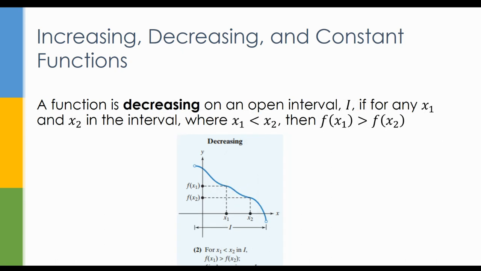A function is decreasing on an open interval I if for any x1 and x2 in the interval where x1 is less than x2, then f of x1 is greater than f of x2. So another thing to point out here, once again, we're talking about an open interval. So if you look at the picture, notice that there are open circles on either end. So once again, that means anytime we're talking about decreasing, we want to have parentheses around that interval notation because we are not including the numbers.